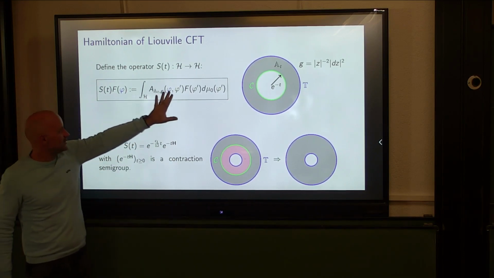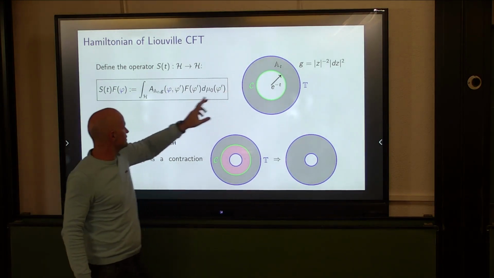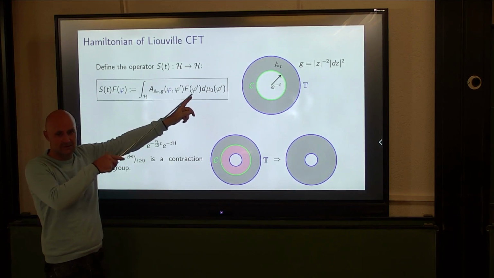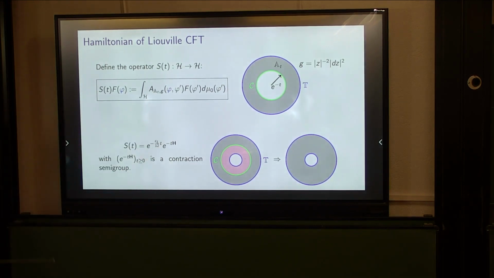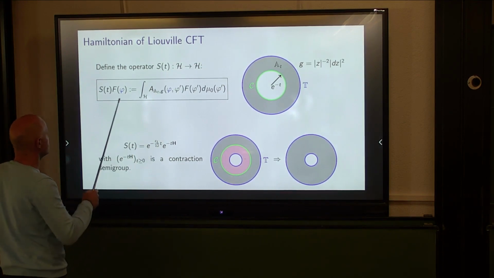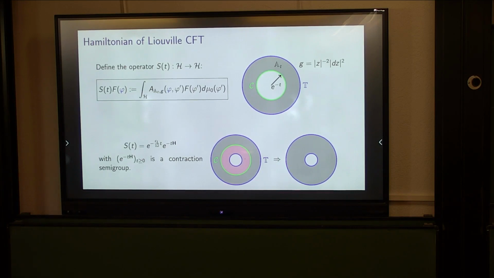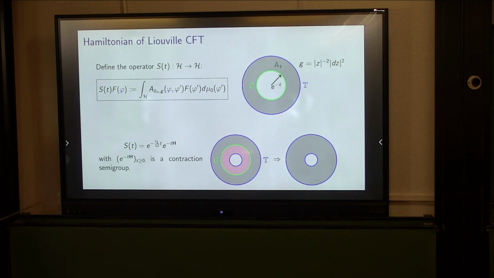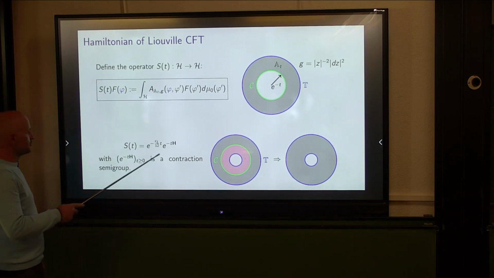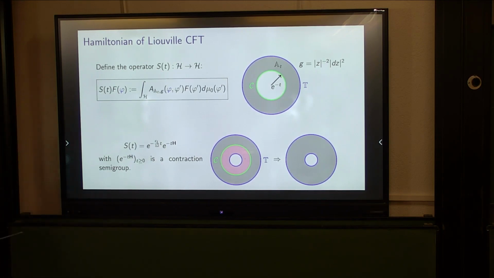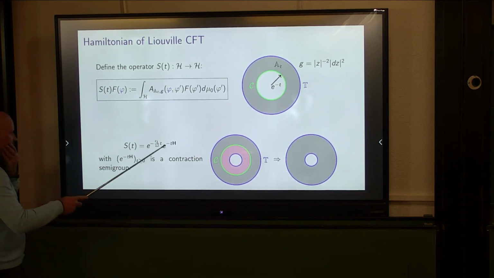So here I have an operator. I have an amplitude. It has two boundary fields. I take one of them, and I act on a function on the Hilbert space. So this is an integral operator. It turns out that this family of operators, because I can vary t, is a contraction semigroup up to some explicit term which depends on the central charge. So it's a self-adjoint semigroup, and it's also a contraction semigroup.